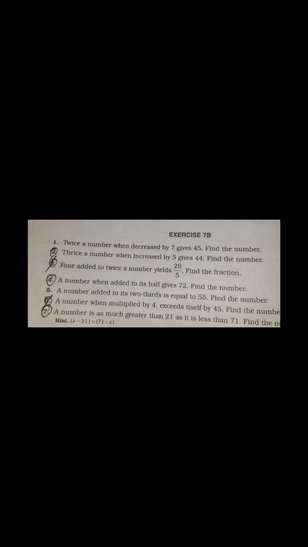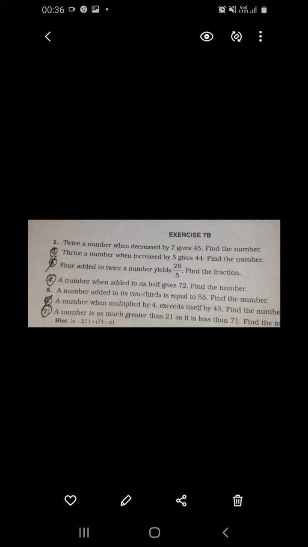Now moving on to the next question, that is question number 4. So question number 4 is: a number when added to its half gives 72. Find the number. Again, this is a linear equation and we don't know which number it is. So let the number be x.